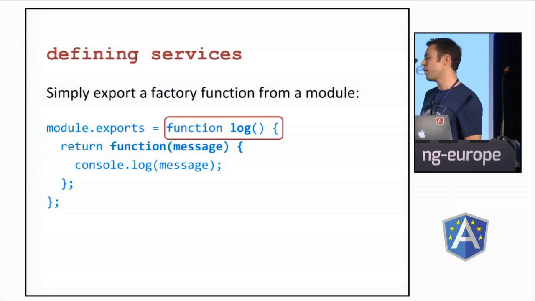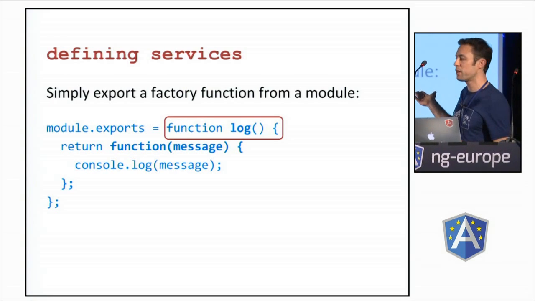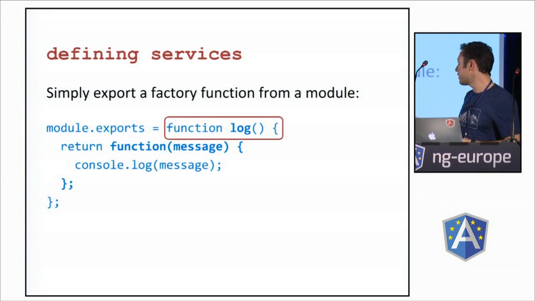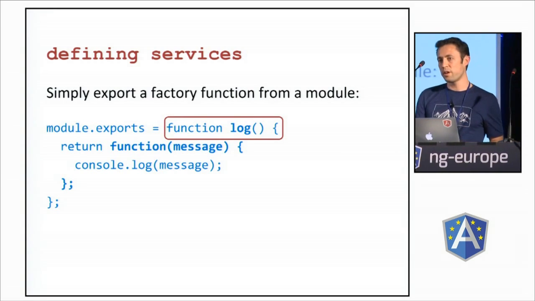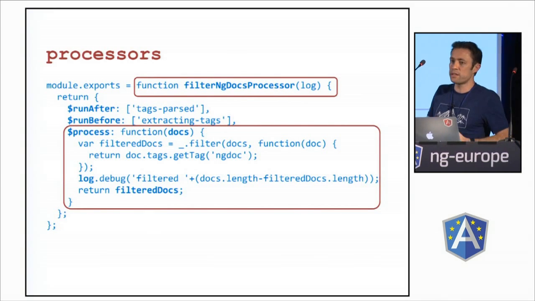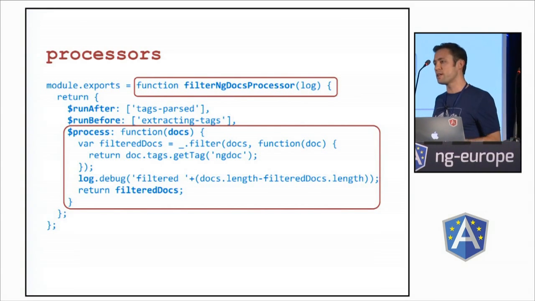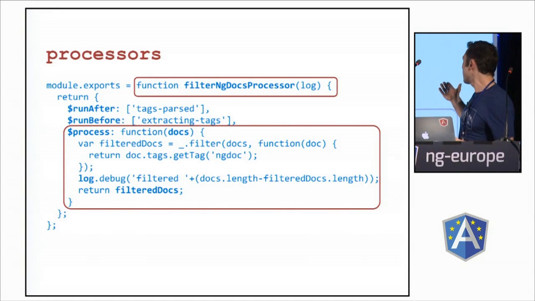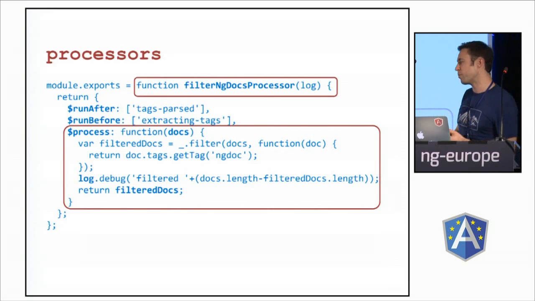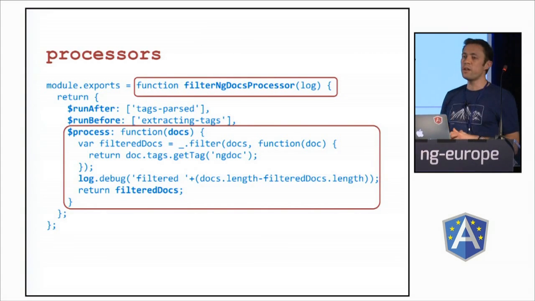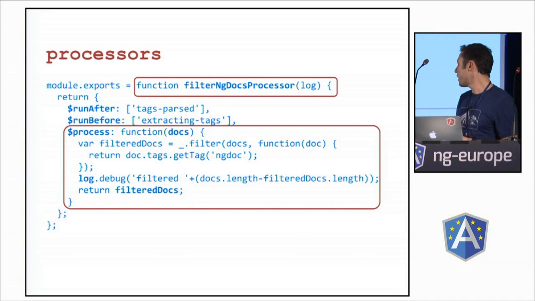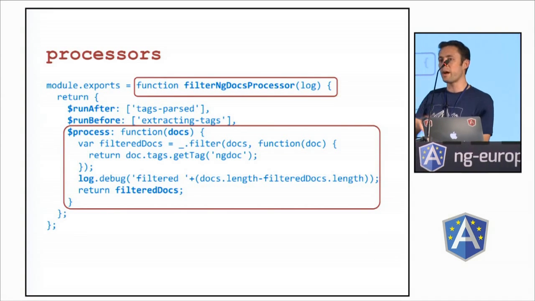Because it's a Node application, we're exporting the factory function. Dgeni's clever enough to realize that the name of the factory function is the name of the service. In this case, we're just returning a function that will log the message that we pass in. Processors are basically just specialized services. They, again, have a factory function. In this case, I'm actually depending upon the log service, so the dependency injector will bring that in for us as we need it. The only thing you really need to do with a processor is provide the $process method, and this is what will actually do the processing inside the pipeline.